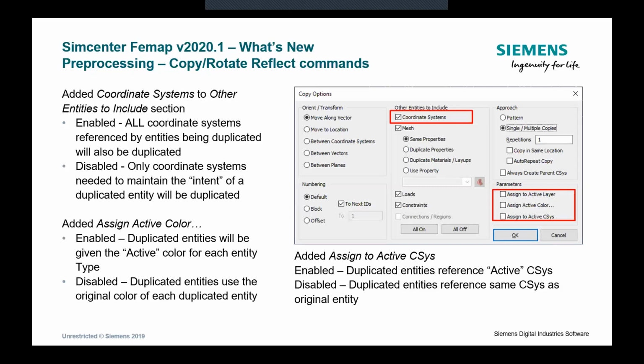So you might have noticed with these new copy commands that you could end up with a lot of new coordinate systems where maybe you just didn't need them, and this was certainly a difference in functionality between the old way that we copied and the new way. So this option gets you back to the ability with some of the older commands that we had. We also just added an assign active color and assign active coordinate system options for your newly duplicated entities.